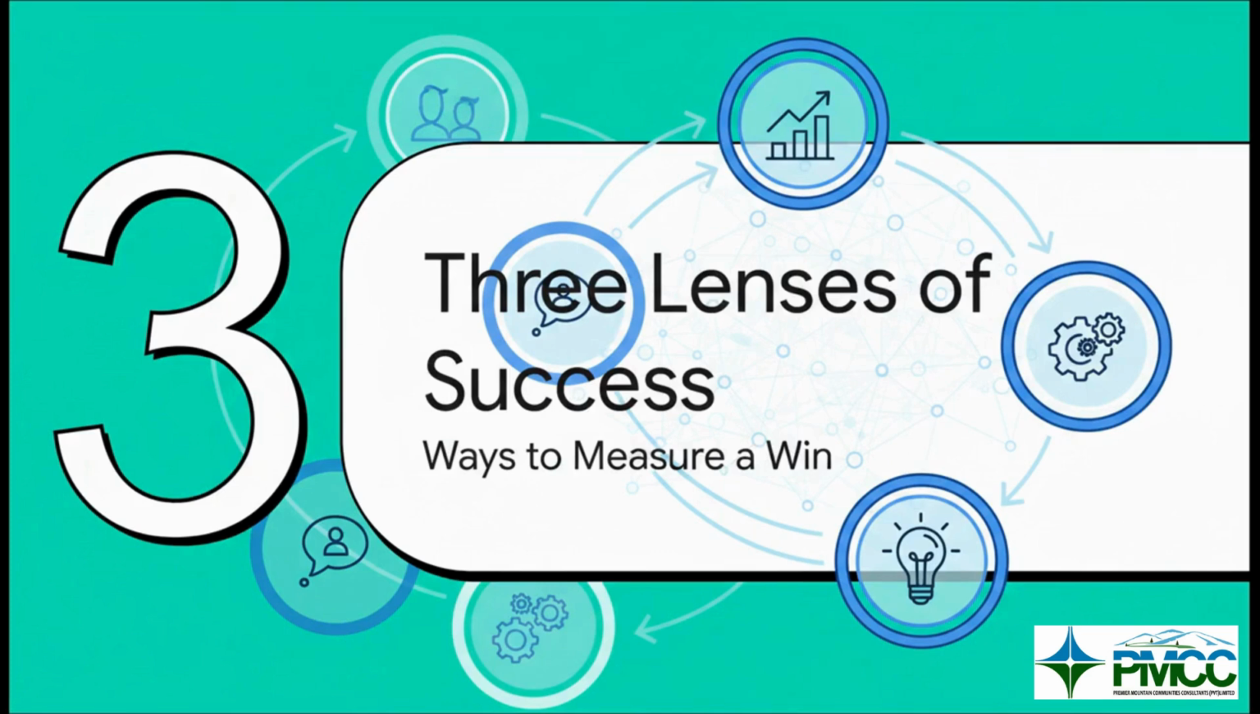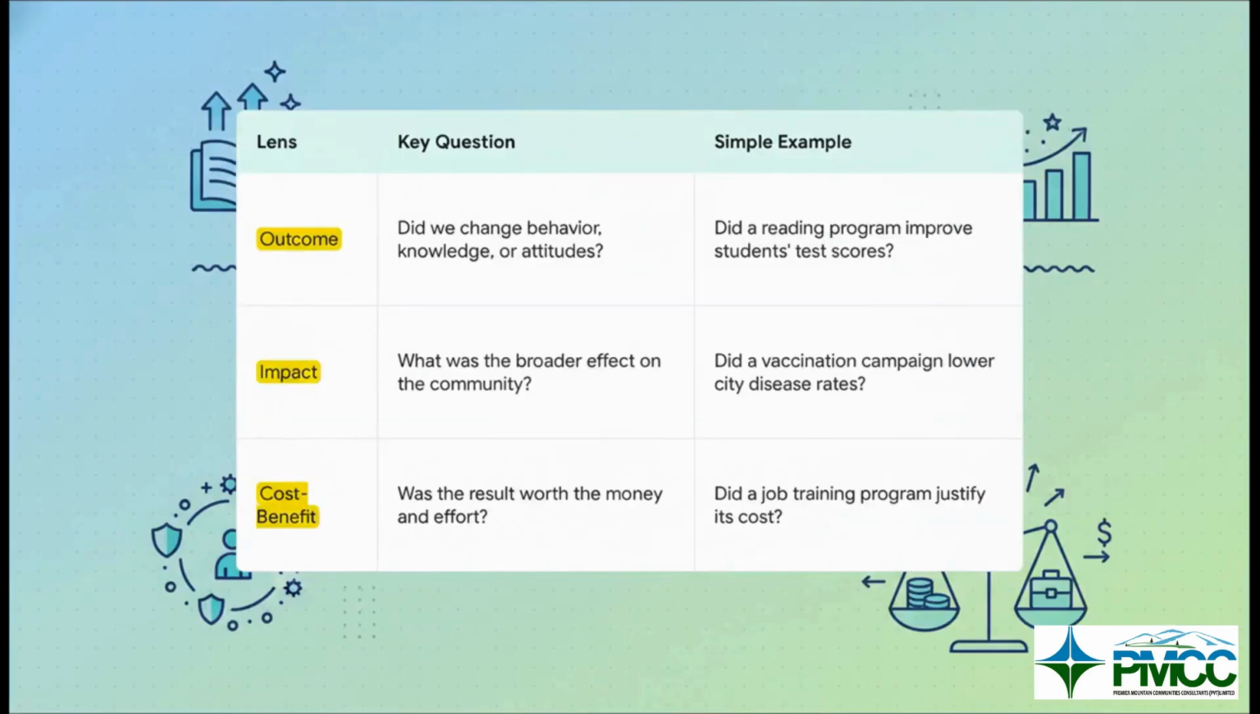Now, the word success isn't one size fits all, right? A project can be a win in a bunch of different ways. So let's look at the 3 main lenses you can use to figure that out. This chart breaks it down perfectly. You could focus on direct outcomes. For example, did that new training program actually improve your team's skills?